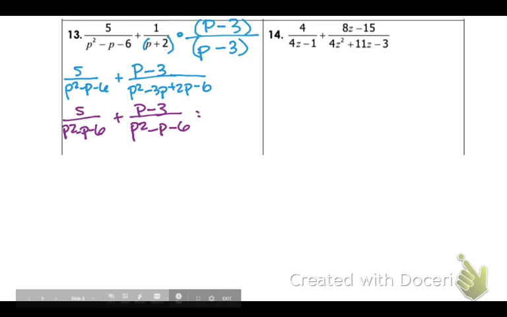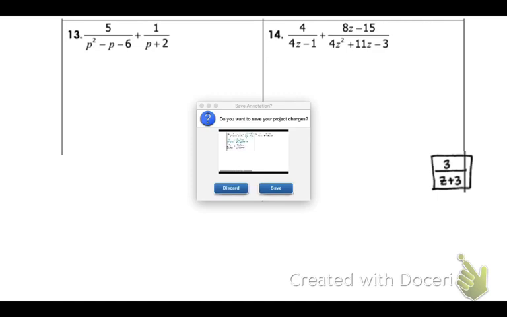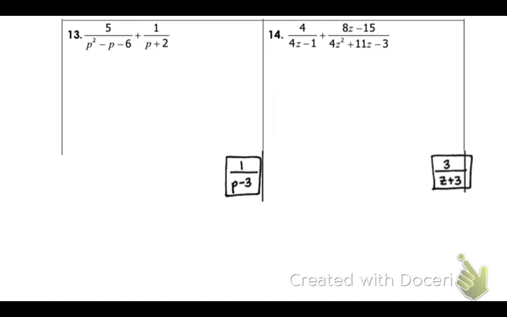Let's go over number 14. And I forgot to put the answers to help me. Alright, 14. We want to turn this into this, okay? So figuring that out.